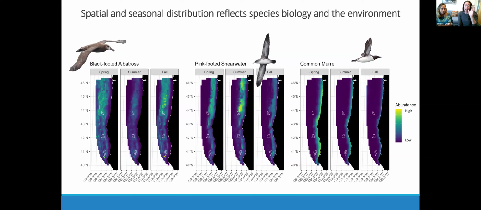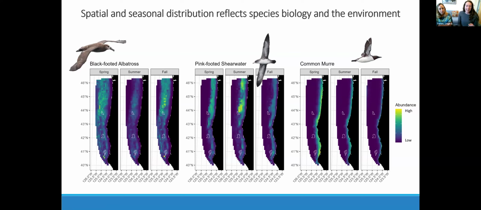Pink-footed shearwaters are here primarily in the summer. You can see there's a big hot spot looking area that's actually over Hecata Bank, and then they fly all the way to the South Pacific to breed and then come back here to feed in the summer. And common murres, many of you probably see from shore because they have important breeding colonies right along our coastline. This different species life history means that they respond differently to the environmental conditions, and that combination of environmental conditions and species life history shapes these different spatial and seasonal distribution patterns.